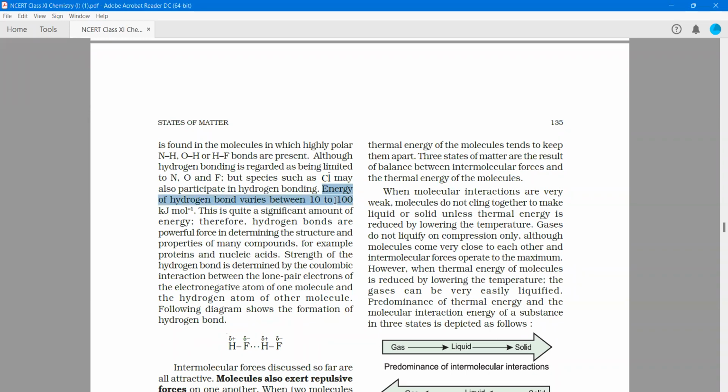Energy of hydrogen bond varies between 10 to 100 kilojoule per mole. This is quite a significant amount of energy. Therefore, hydrogen bonds are powerful forces in determining the structure and properties of many compounds, for example, proteins and nucleic acids. The strength of a hydrogen bond is determined by the Coulombic interaction between the lone pair electrons of the electronegative atom of one molecule and the hydrogen atom of the other molecule.